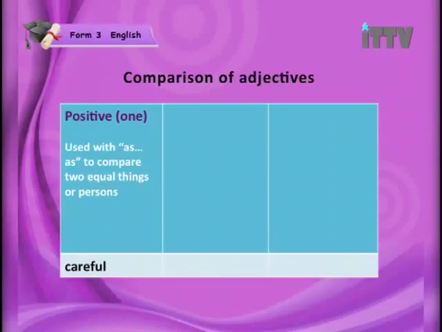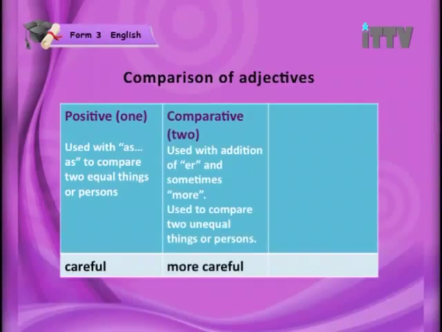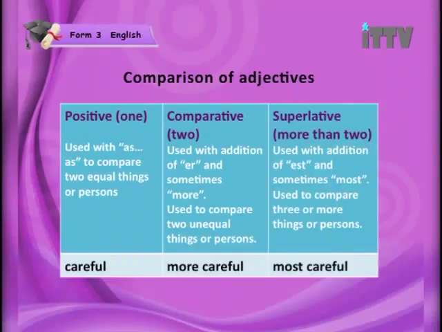Next, comparison of adjectives. Positive, careful, and comparative becomes more careful. Now why is it more careful? Because careful is two syllables. So that's why we add more. You can't say carefuler, it's wrong. Grammatically very, very wrong. So remember, you've got to remember your syllables. So here, careful, two syllables, so we add more. Next, superlative, most careful. Careful, more careful, and most careful.